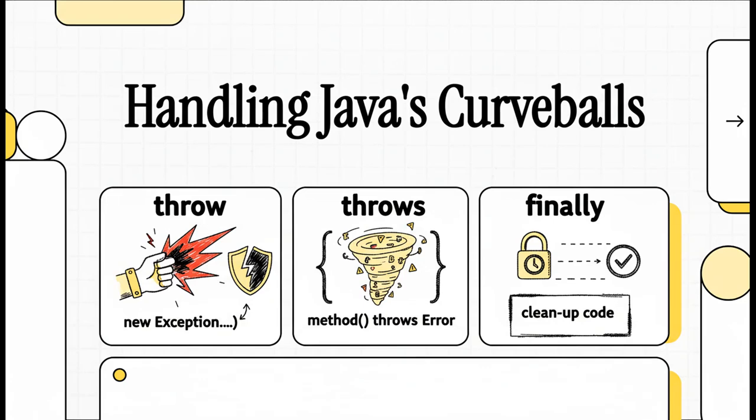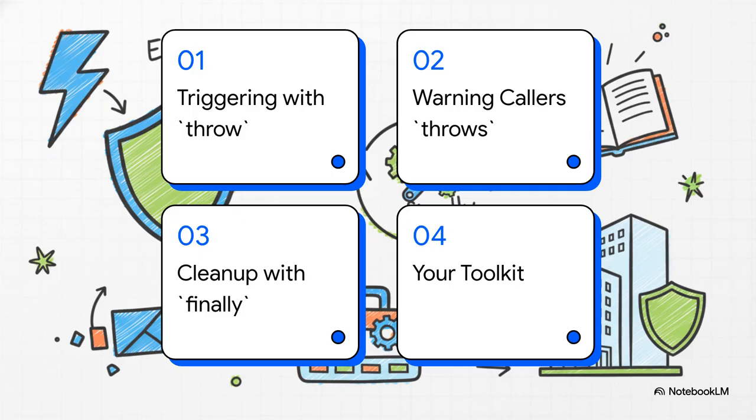Welcome to the Explainer. So, you've already got a handle on using try and catch for those pesky exceptions in Java. Well, today, we're going to level up your skills by adding 3 more crucial keywords to your arsenal. This is going to give you total control over how your program handles errors. Okay, so here's the game plan.